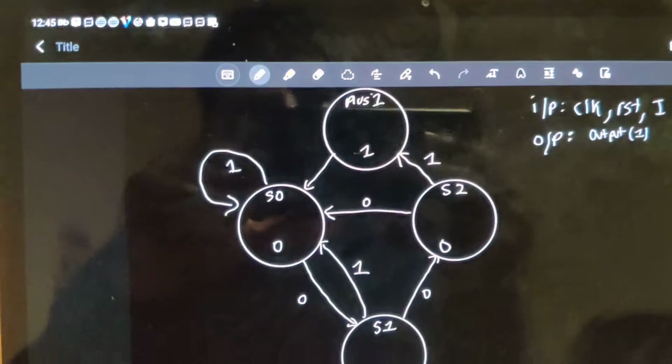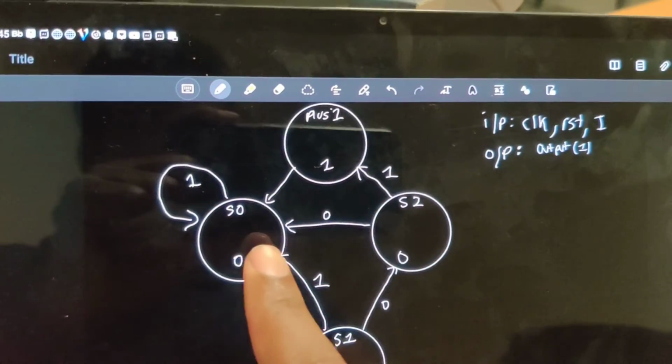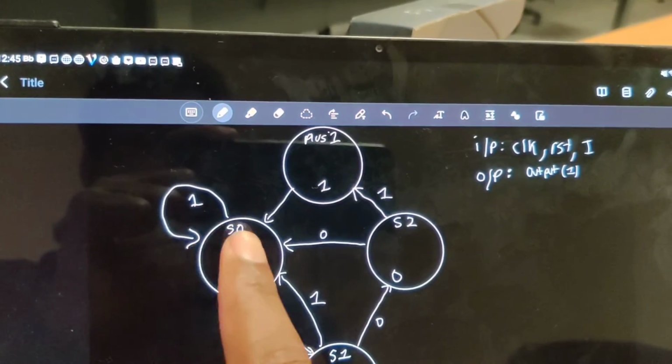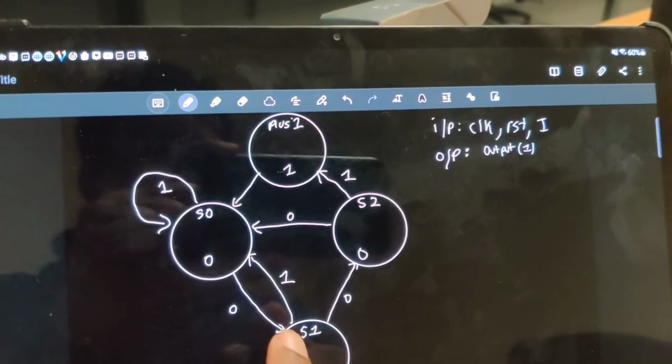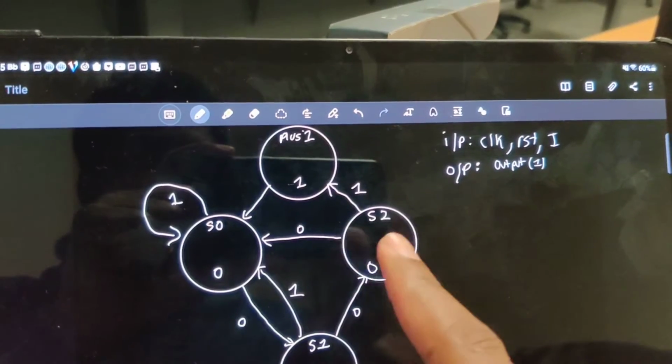And this is how our FSM is set up. We are in the 0 state by default. I forgot to add the reset, but we're in the 0 state by default, and when we enter 0, we are at the S1 state, and then 0 again, we're at the S2 state.